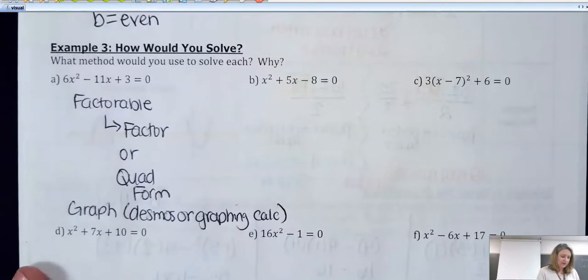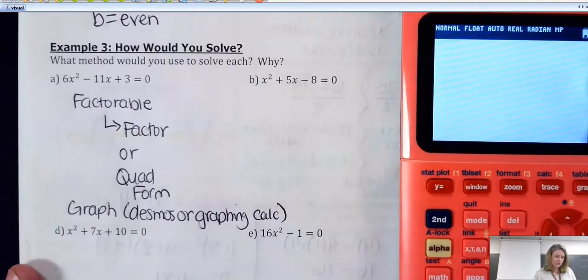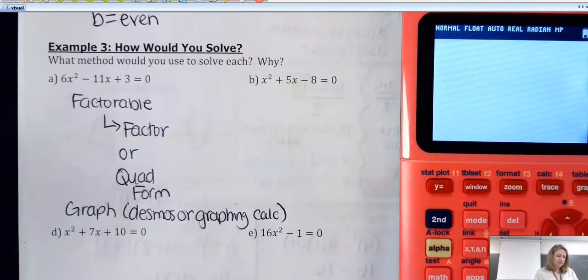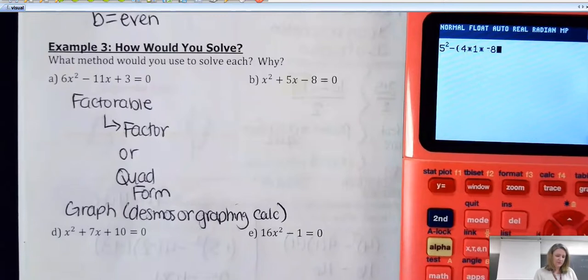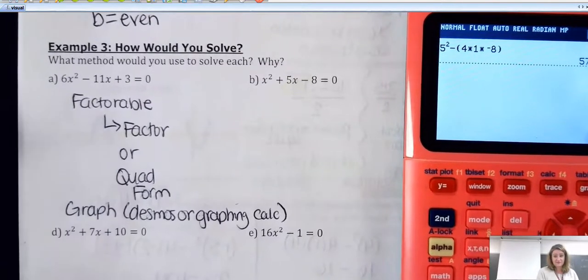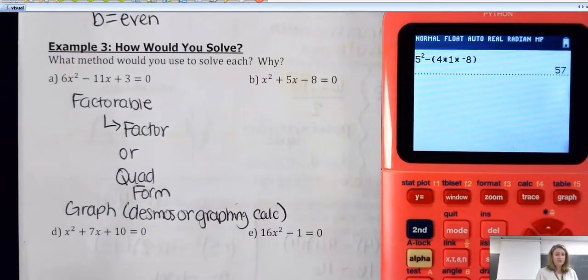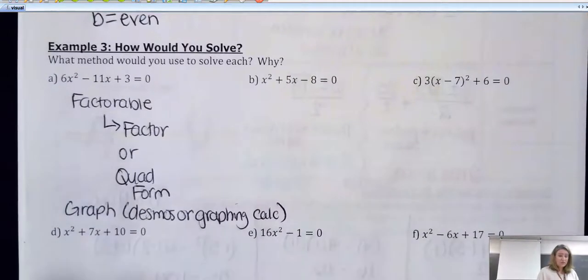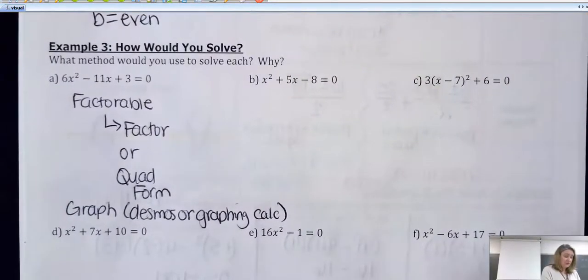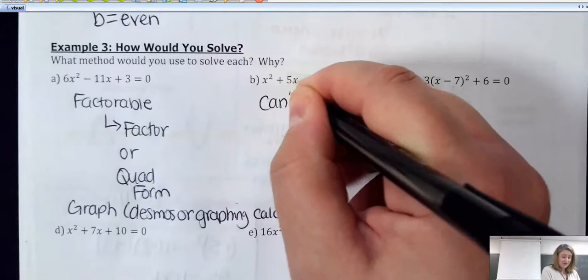Okay, so let's check the next one. I would not use square roots because I've got an x term. Let's see what my b squared minus 4ac is. So I'm going to do 5 squared minus 4 times 1 times negative 8. Okay, so I got 57 when I did that. Okay, so I know this is going to be irrational solutions, so I would say I can't factor this.